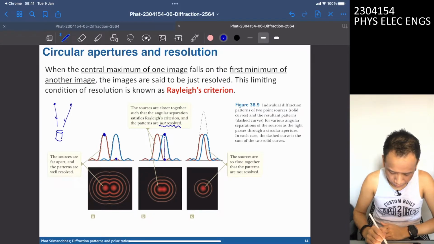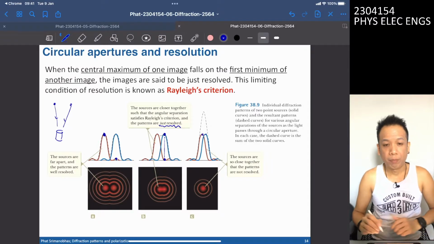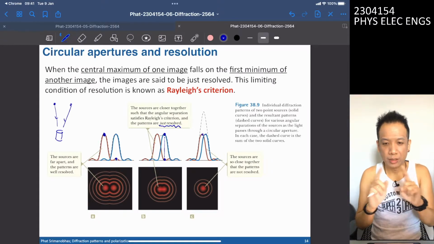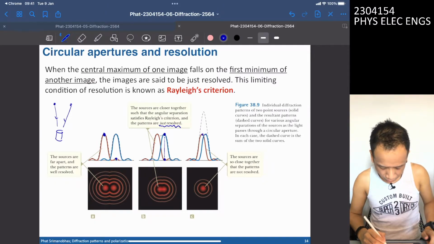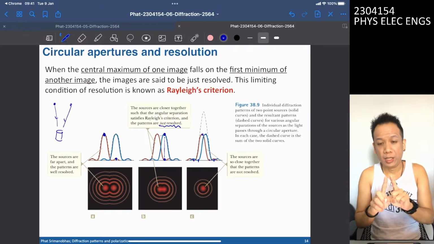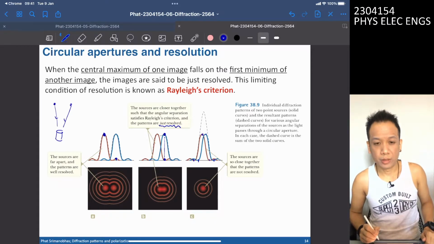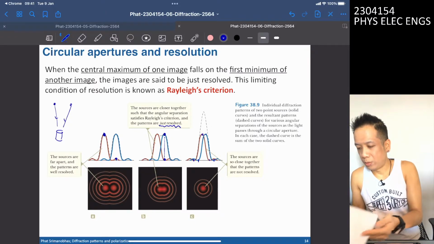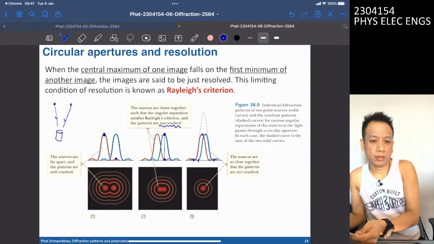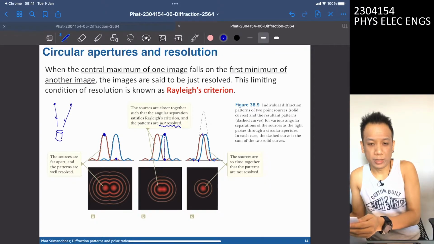So you can see from the figures, if your objects of interest are close to each other, the diffraction patterns are very close to each other, closer than the first minima, so you're going to see them as a single object. This is what we call the Rayleigh criterion. Nothing special, just that the minima of one object is aligned with the maxima of another object, and that's it.